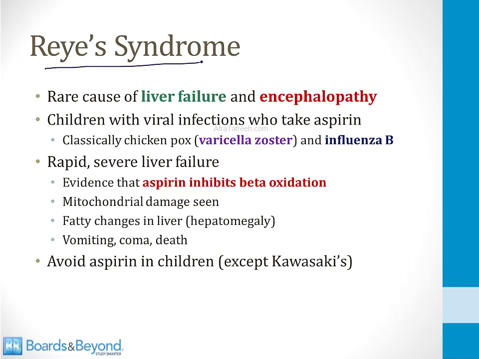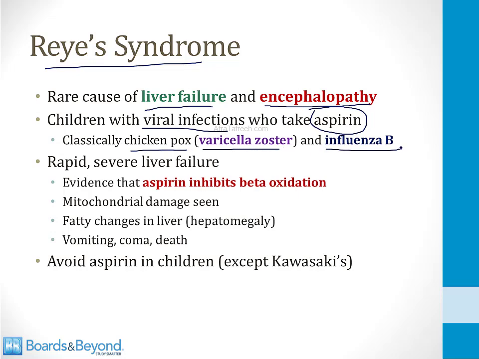Reye's syndrome is a very rare cause of liver failure that you will almost never see in the modern era. It's a syndrome that consists of liver failure plus encephalopathy, and it classically occurs in children with certain types of viral infections who take aspirin for treatment of their infection. Classically, it occurred with chickenpox, which as you know is caused by varicella zoster, or influenza B.